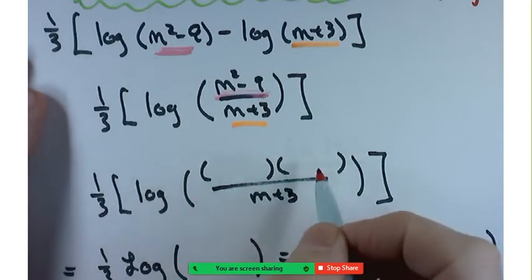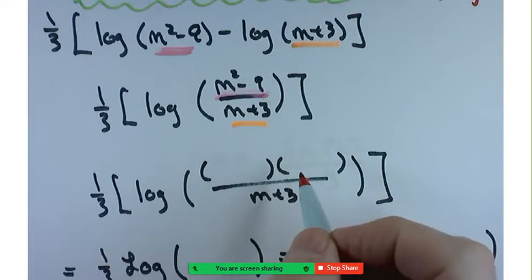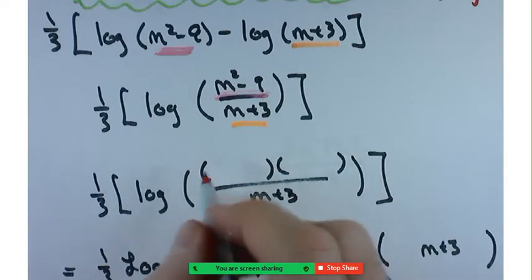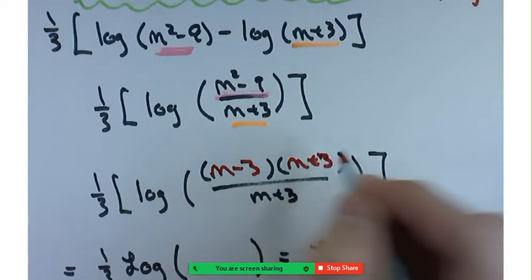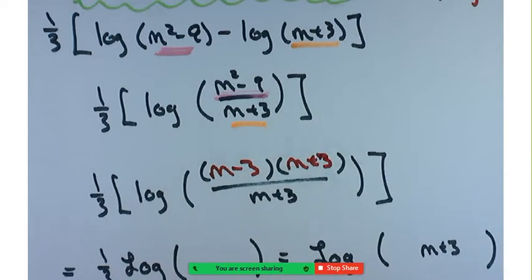Something times something else. Go ahead. There you go. m minus 3 and m plus 3. Thanks for volunteering. All right, that looks good. But now what can I do?